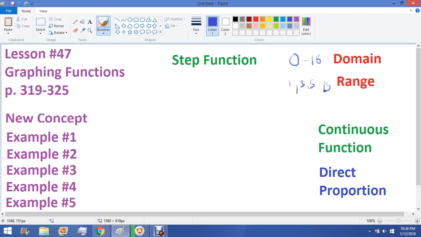Now, anything over 2 hours is automatically $5. So 2 hours, 1 minute is $5. 2 hours, 10 minutes is $5. 2.5 hours is $5. So that's why that whole line is shaded in.